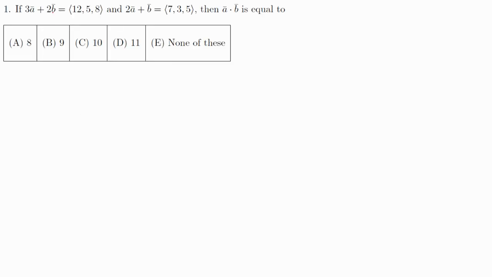WTW124 2021 semester test 1. So let's go look at the first question. They give us these two equations, then they ask us to calculate what is vector A times vector B.